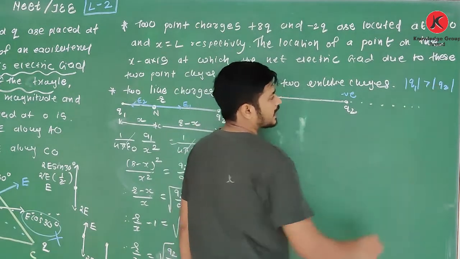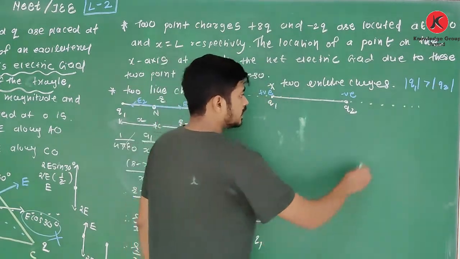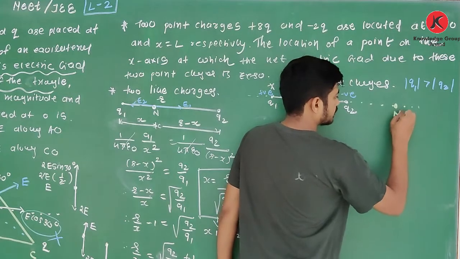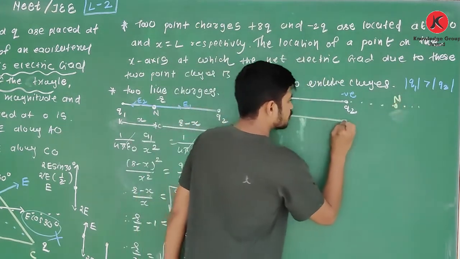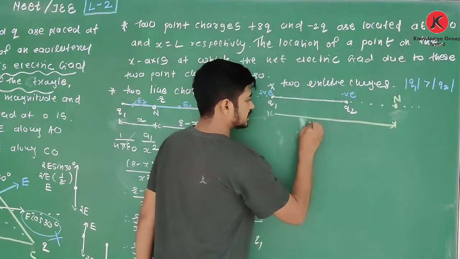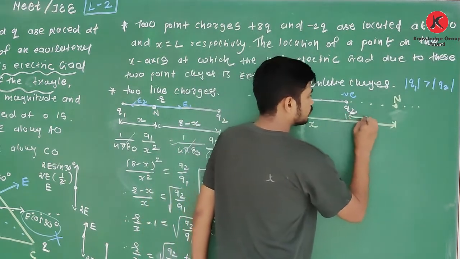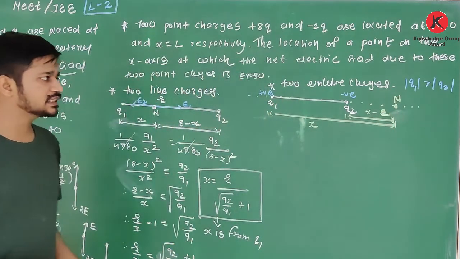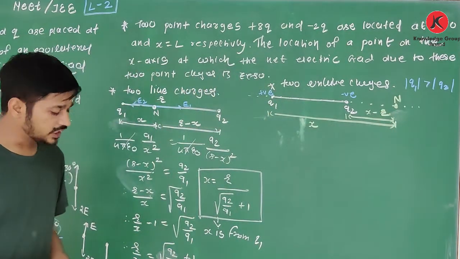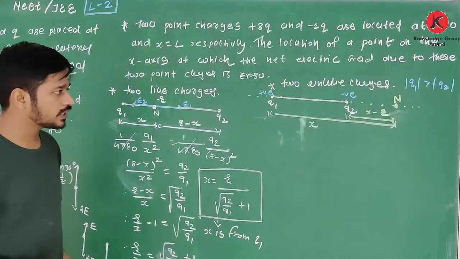Yes, Q2, its magnitude is smaller. Then a null point is possible here. Let its distance from Q1 be x. So from Q2, its distance is x minus r. Clear about this? So how to write this now?